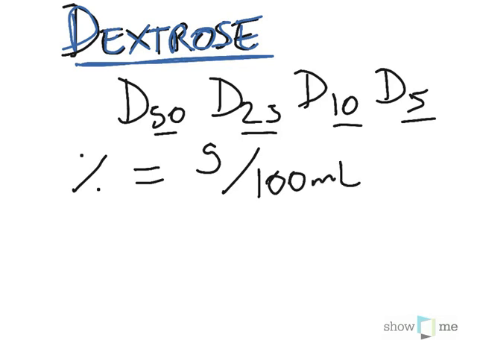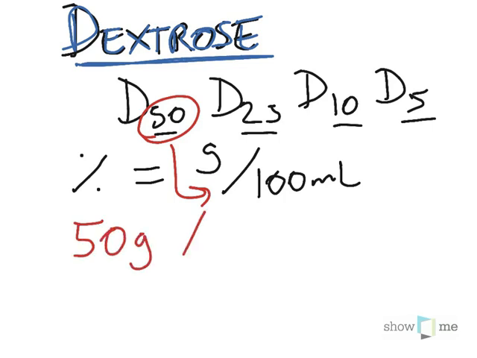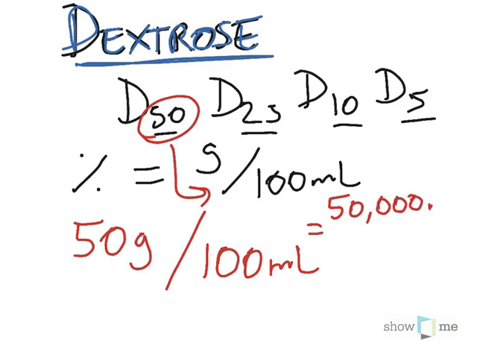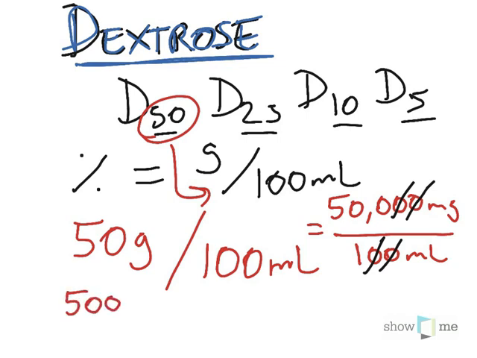Work with me here for a second. Let's take D50 for example, and punch it into this equation. That number represents the amount of grams, so that would be 50 grams in 100 milliliters of fluid. We expand that and get 50,000 milligrams in 100 mils. Just like back in school, we get rid of our zeros, and we get 500 milligrams in 1 mil.